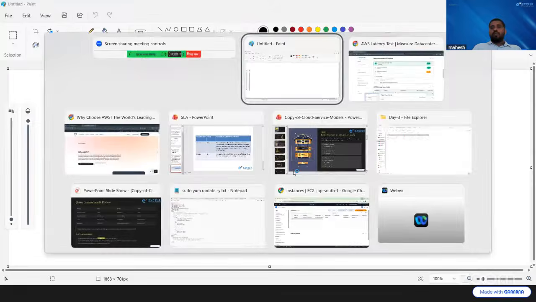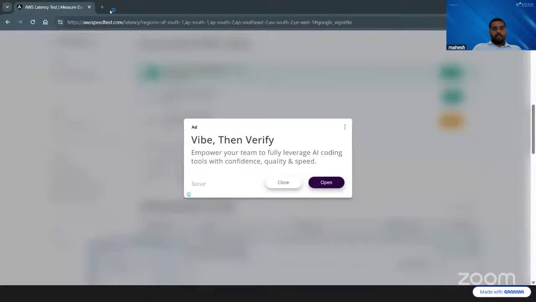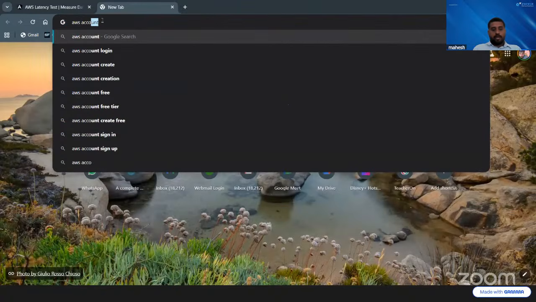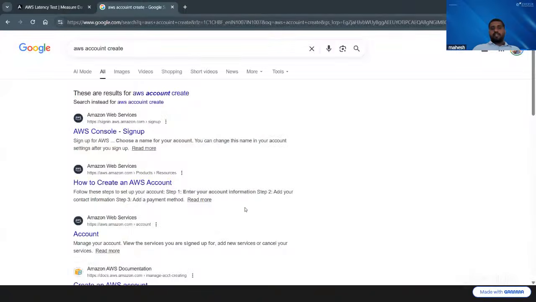Just go to Google and type, if you already have an AWS account, or simply type AWS account create. You will be able to get the account creation process very clearly. For managing these things, participants, you have to create the AWS account. You need to sign up using your debit card, which is just for verification purposes. Since we are using a third-party platform, whenever we are using a third-party platform, obviously it is very important as well.